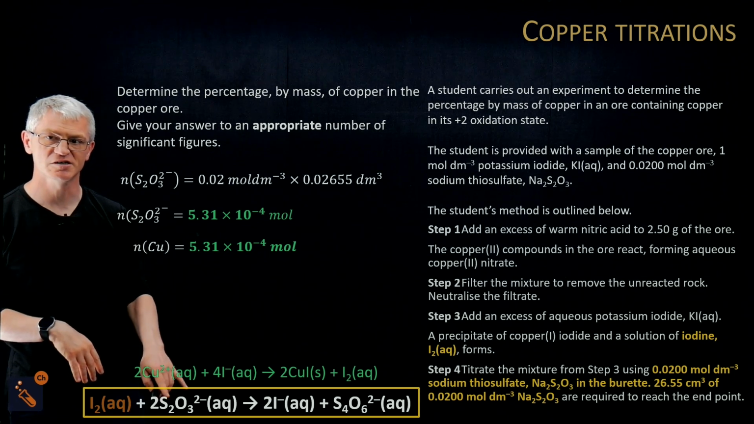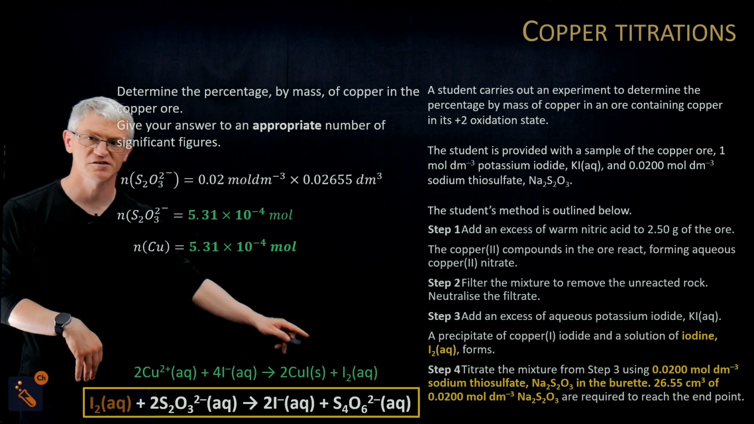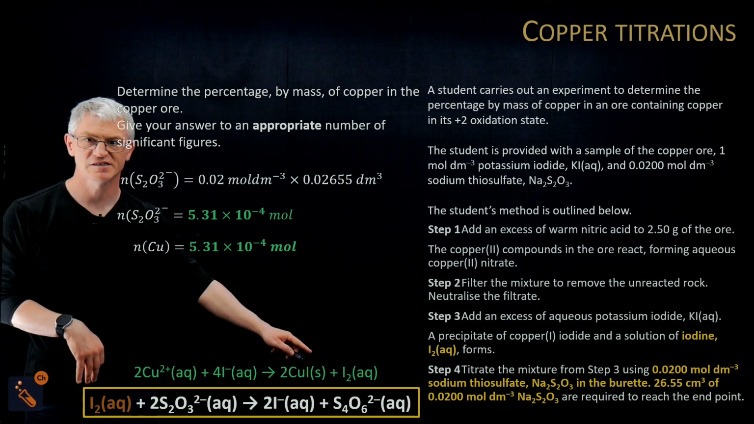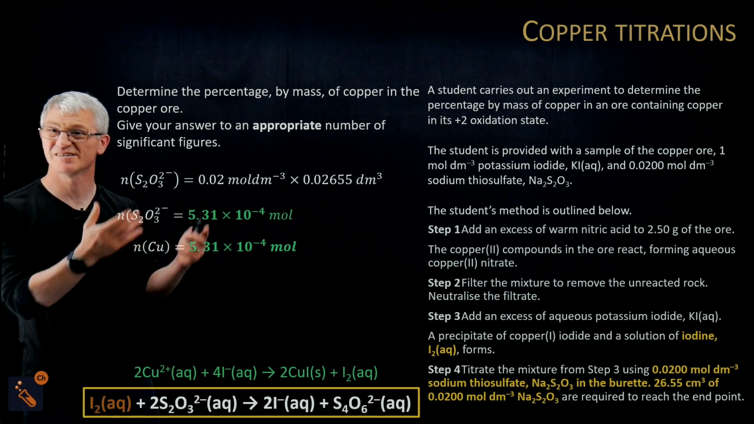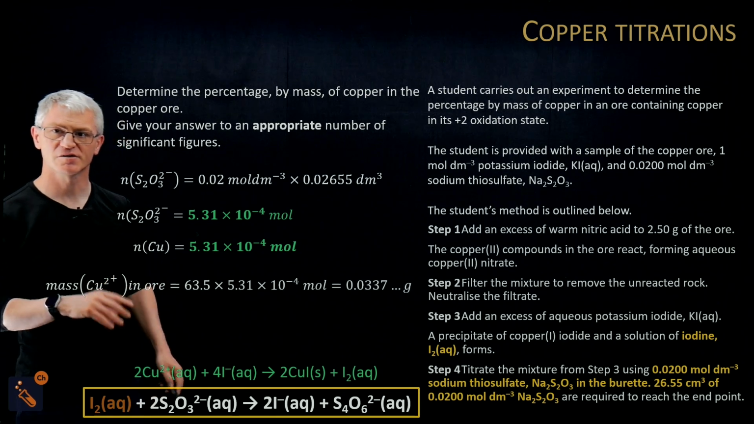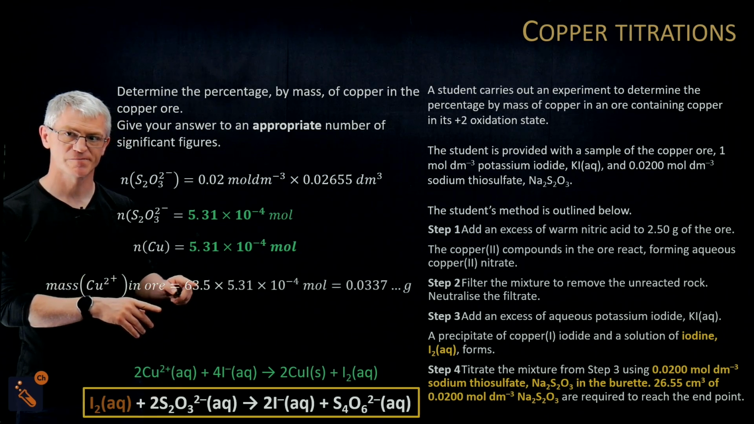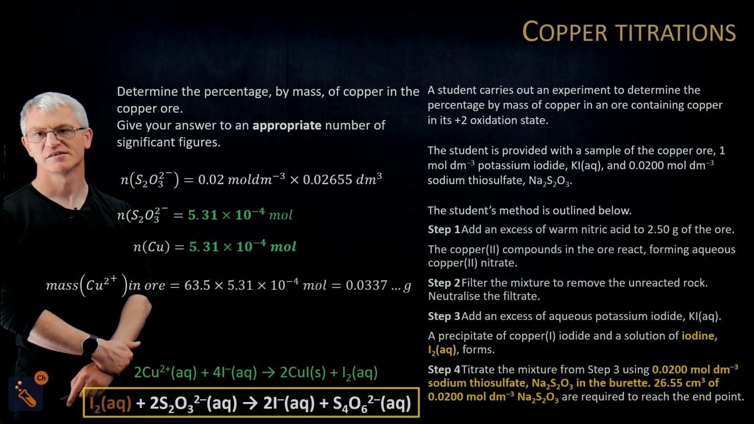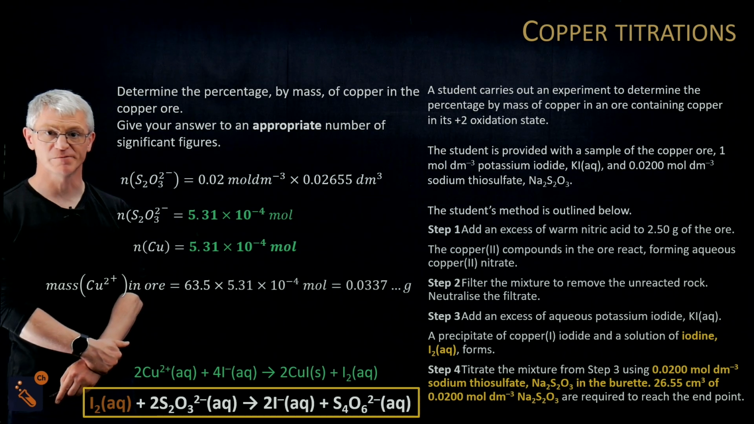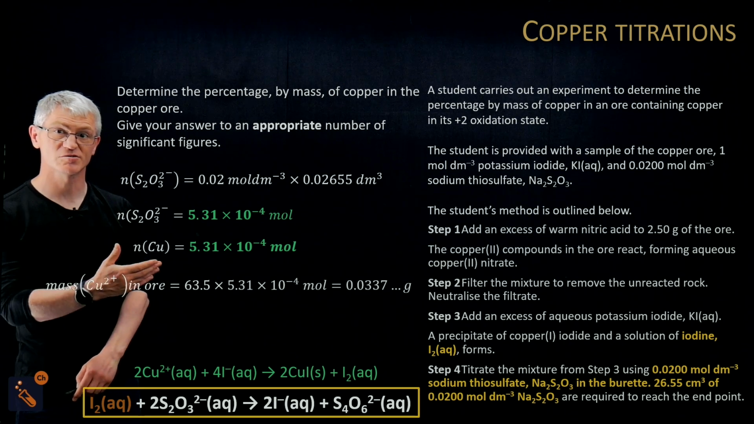So we have a number of moles here, which gives us our iodine. Our iodine is our iodine up here. And then to go back to our copper, we have to divide by 2 and then times by 2. So it's the same number. Okay, mass of the copper 2 plus in the ore is the mass of the copper times the number of moles in the ore. So it wants you to tell you what is the mass of the copper, and so we've got it, okay?